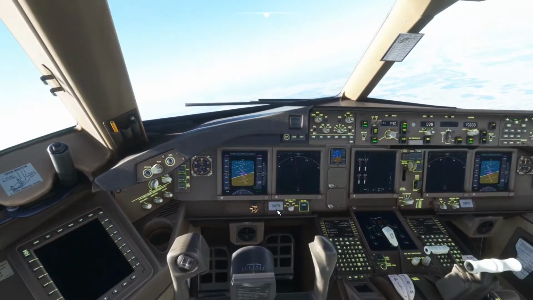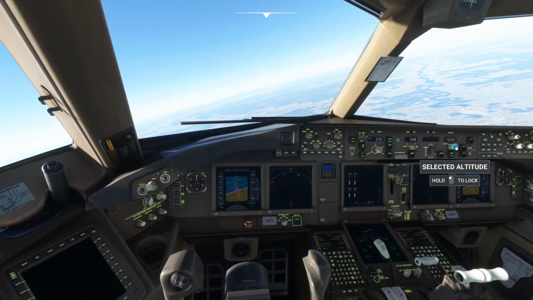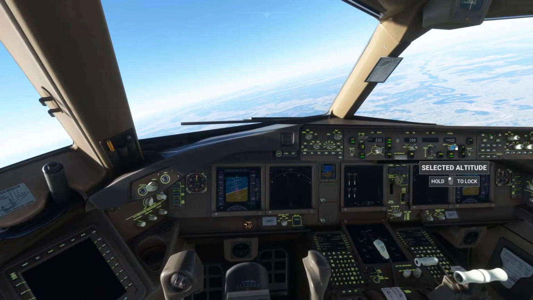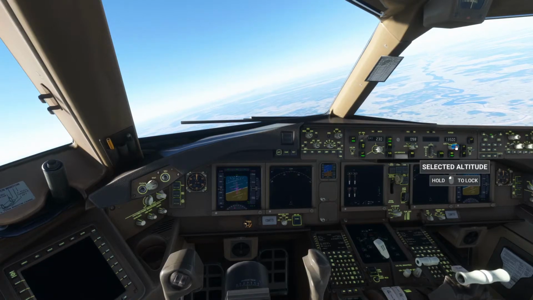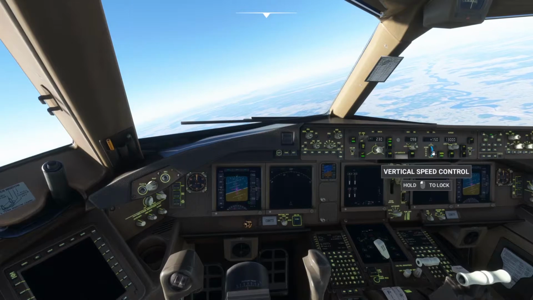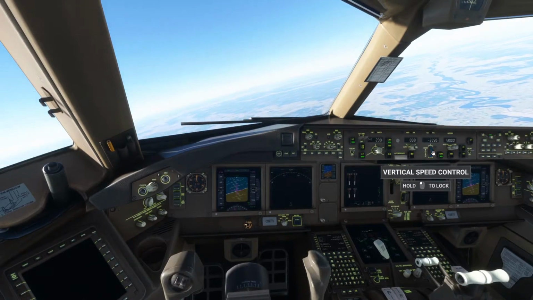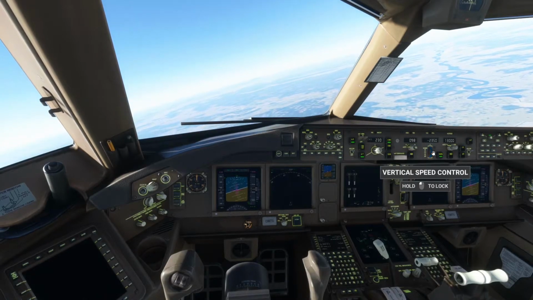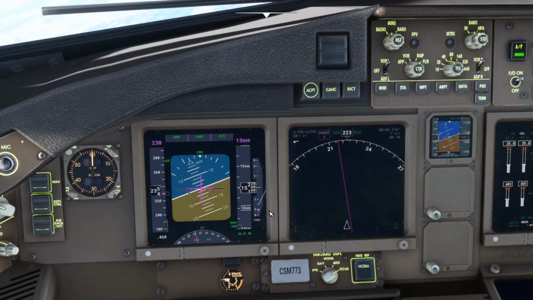Okay, now let's try to descend. So let's say if I try to descend by 2,000 feet and I want to go to 13,000 feet, what will happen? The plane should descend and level off at 13,000. So I will turn on the vertical speed, and I will keep the vertical speed at 2,500 feet per minute. That's the descent rate. And let's see. So now the plane is descending.